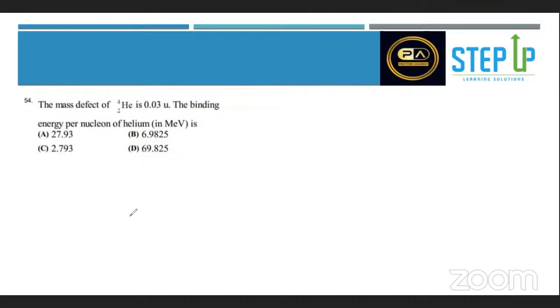Okay, so binding energy is calculated as the mass defect is given to you. The mass defect is 0.031 and it is multiplied by 931 to convert it into mega electron volt. So we get the value here as 27.93. Now because I have to calculate the per nucleon binding energy, and we have a total of 4 nucleons, I'll divide it by 4.